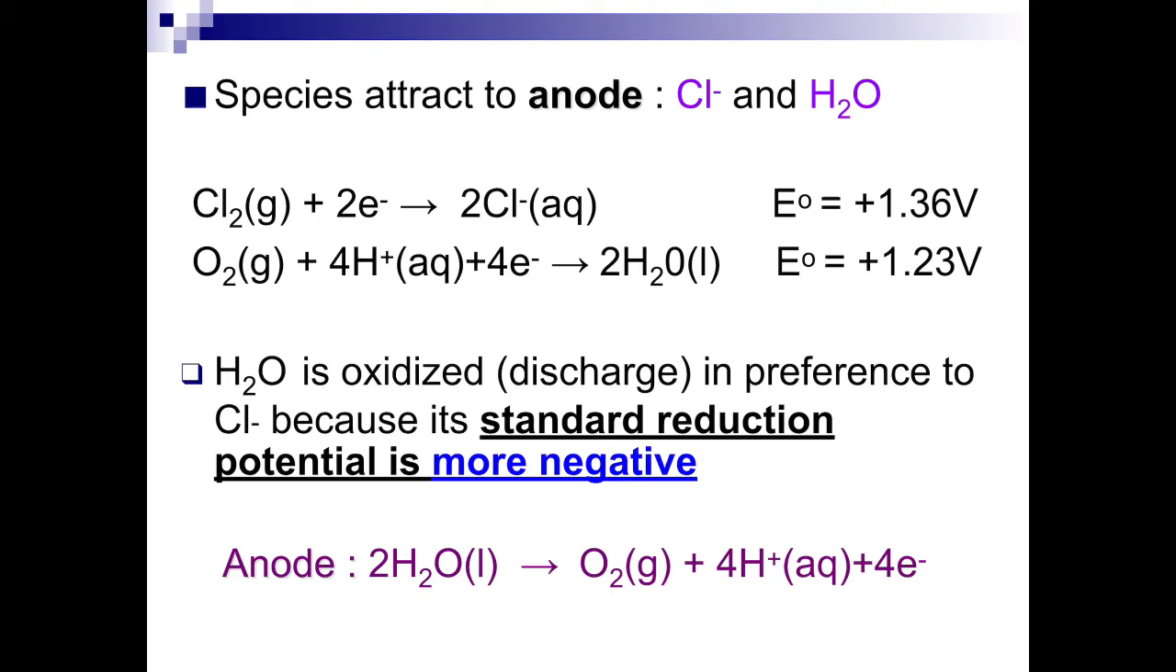By comparing these values, we know that we must select the species with more negative SRP value. In this case, it is water. Hence, H2O is oxidized in preference to Cl minus because its standard reduction potential is more negative. So, the equation at the anode is 2H2O liquid oxidized into oxygen gas plus 4H plus and 4 electrons.